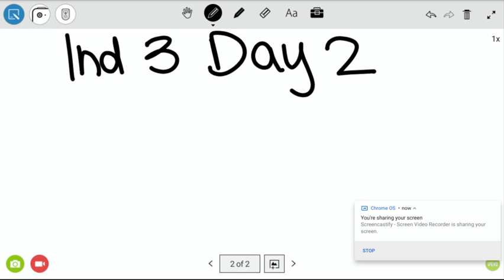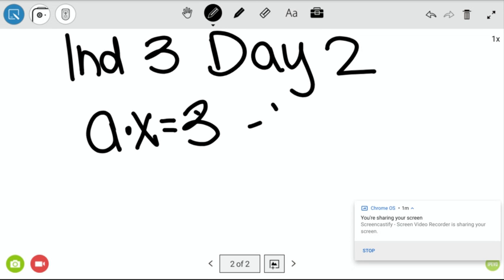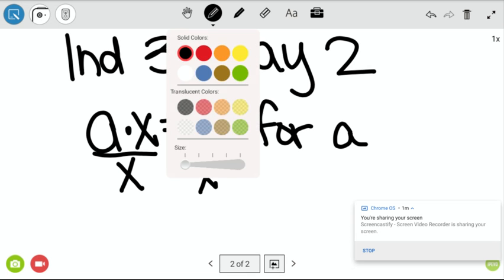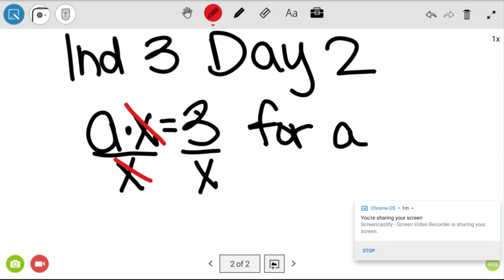And if you see something that's attached, like an a times x equals 3 and you want to solve for a, if we want to get a by itself, that's attached. The a and the x are attached together, so we would get rid of that by division because it's multiplication. A times x is ax. So whenever we divide, those become 1, and we end up with a equals 3 divided by x.